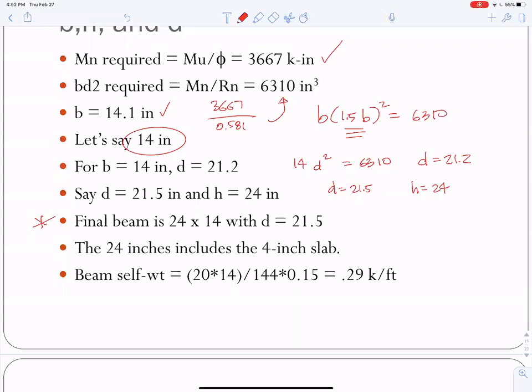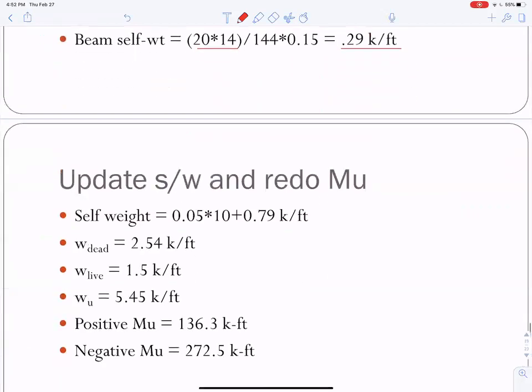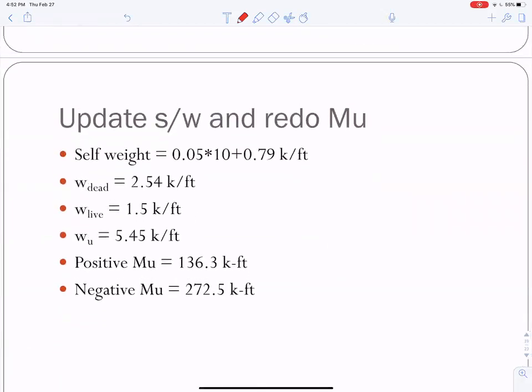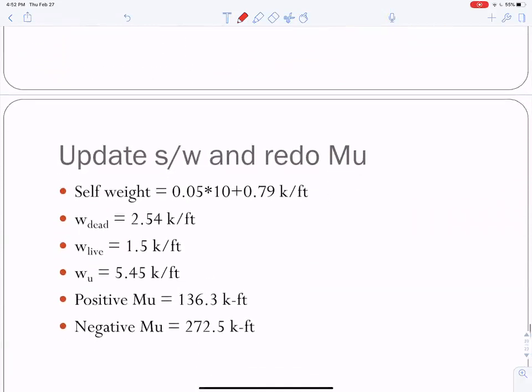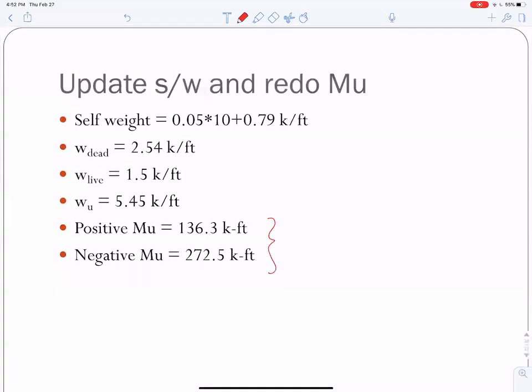But this 24 inches includes the 4-inch slab. Therefore, it's only 20 inches below the slab, and the self-weight is 20 times 14 divided by 144 times 0.15, 0.29 kips per foot. Update the self-weight. Okay, because you got this 0.29. I'll skip all the details, and we get these new Mus with the updated moments.